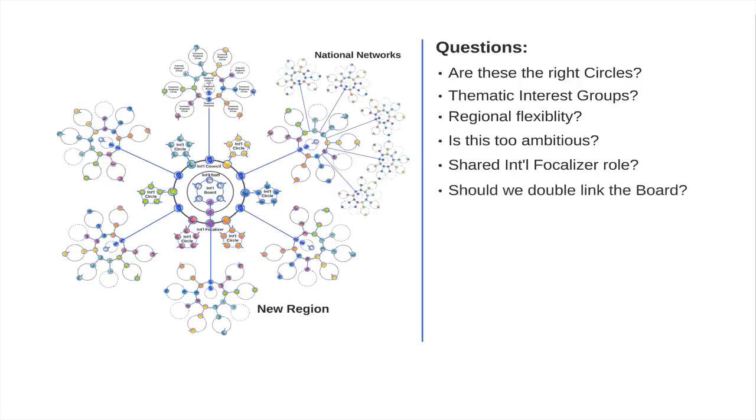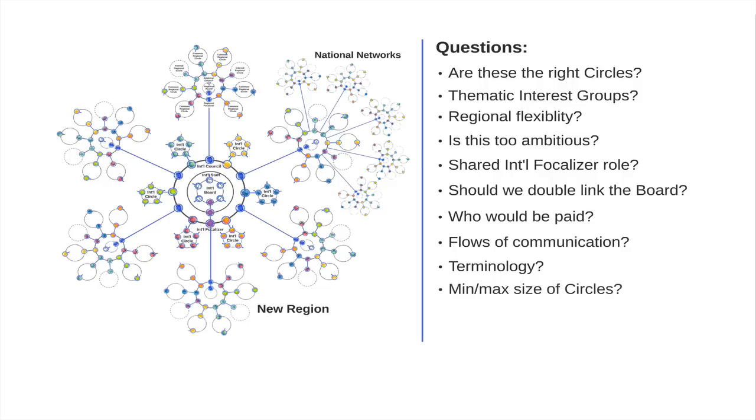And should the board be double or single linked? And of course, who else would want to join? And how would we solicit other people to join the board as well? Of course, who would be paid in the structure? An important question. And how would communication flow and spread across the network? Terminology, what would we call these positions? I threw in a couple new words just to sort of break the mold a bit, but it's an important question of how do we name all these positions and roles.